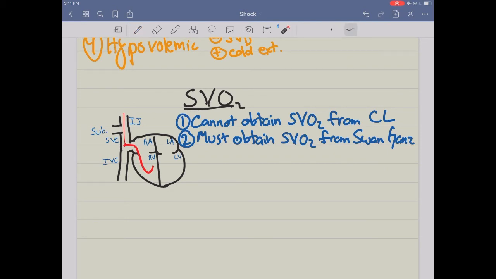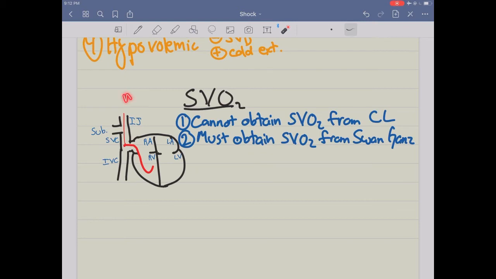The reason I'm emphasizing this point is if you get the SVO2 from here, either from your IJ or subclavian, or from your femoral line via your IVC, your SVO2 is not going to be accurate. The reason it's not going to be accurate is because everything from the SVC, IJ, and subclavian is going to be draining the venous blood from your upper limbs, including your brain, and your IVC, everything below, is going to be draining all of the blood from below the upper limb, so all your lower limb and your vital organs.